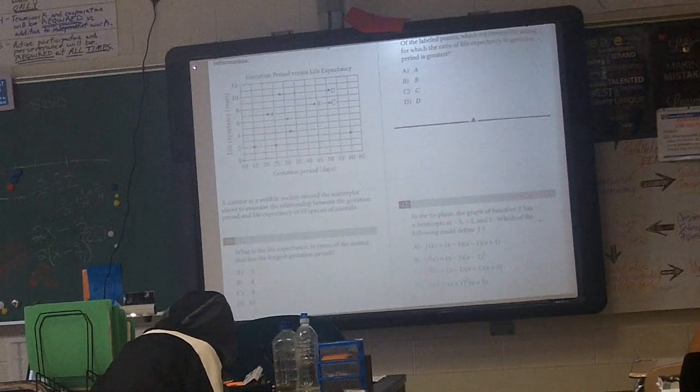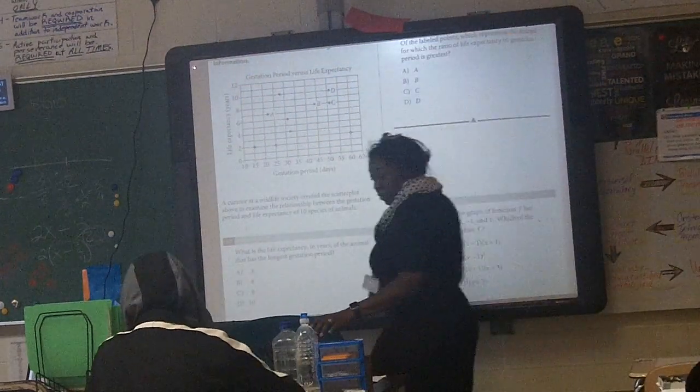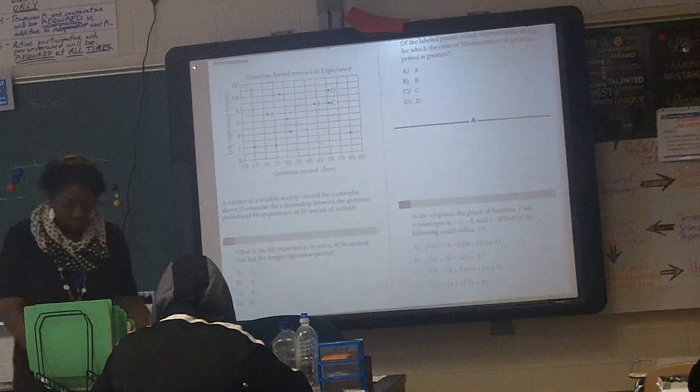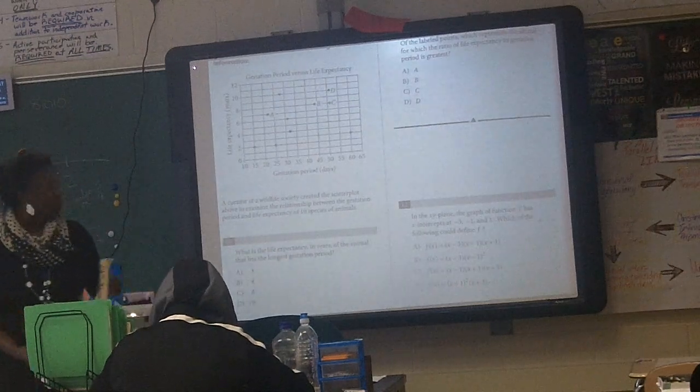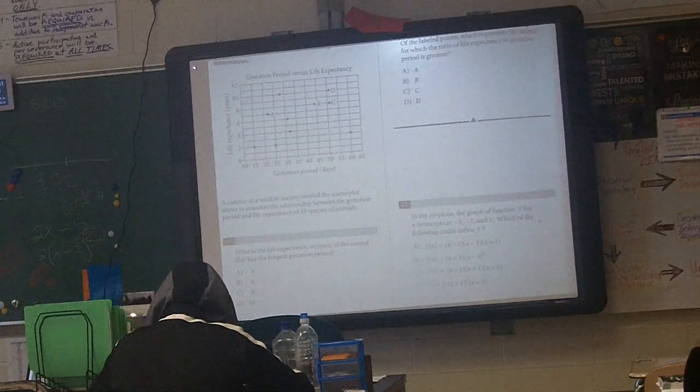Which one are we supposed to do? 10 and 11. 9, 10, 12. This one's like which one? Diagonal. 10 and 11.